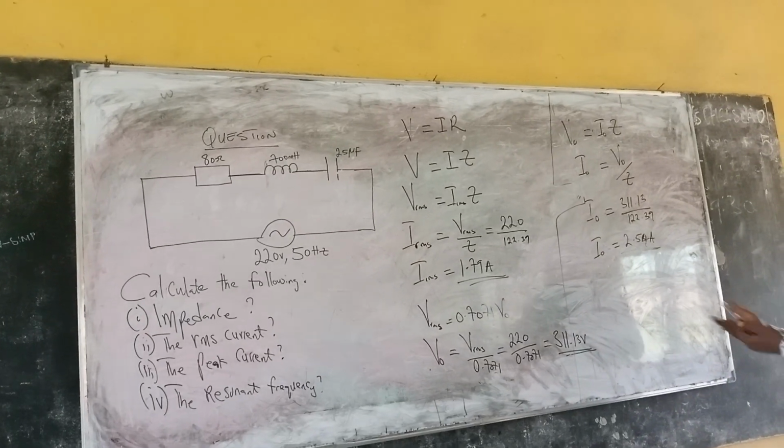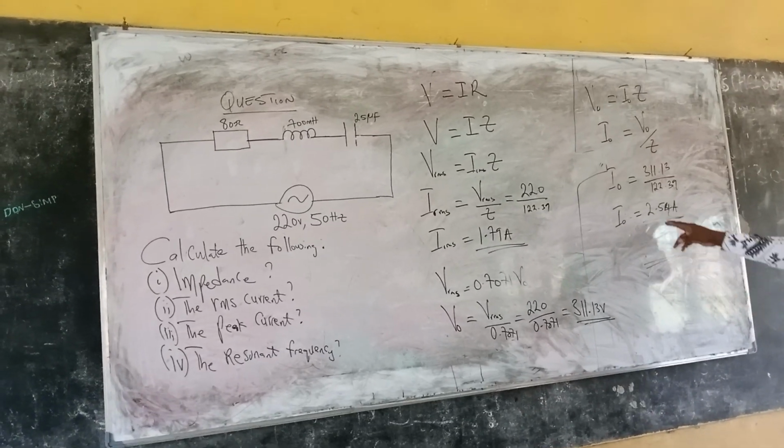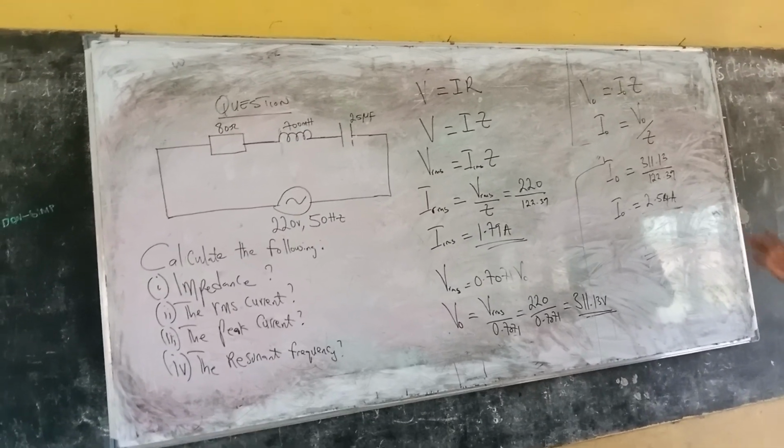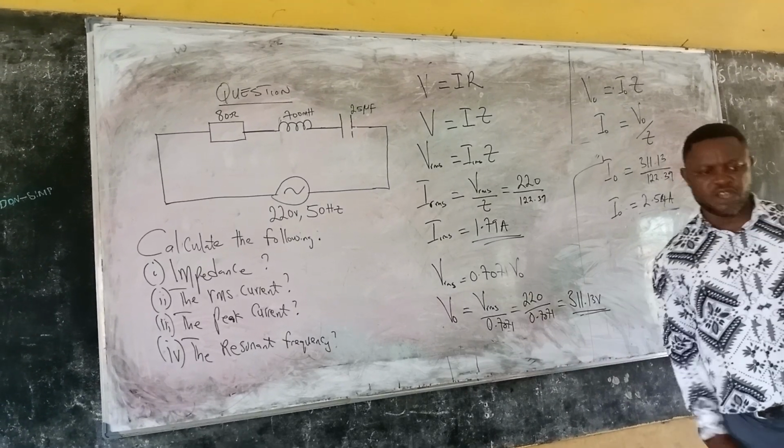There's another way you can also solve, involving the resistance of 80 ohms. But I use this other method and you will still have the same answer. So the last one is to find the resonant frequency.